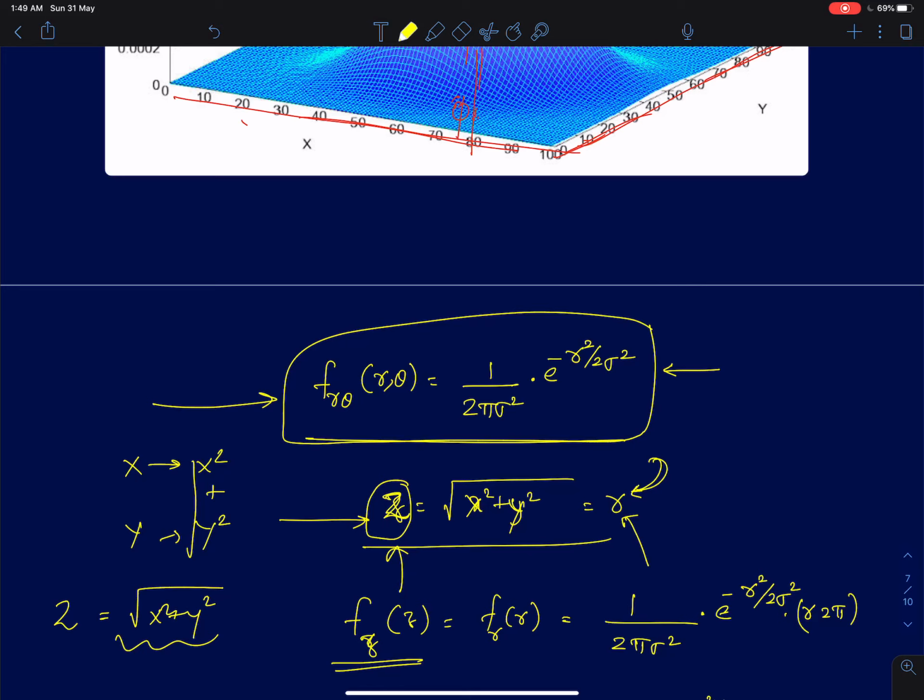I am asking you to find the probability density function of z, given that you know the probability density functions of x and y, and you also know they are independent. This is the knowledge given to us. Using that, we have to find the probability density function of z. If you look closely at what exactly z is, it is nothing but your r, the distance r in your r theta plane in a polar coordinate system.